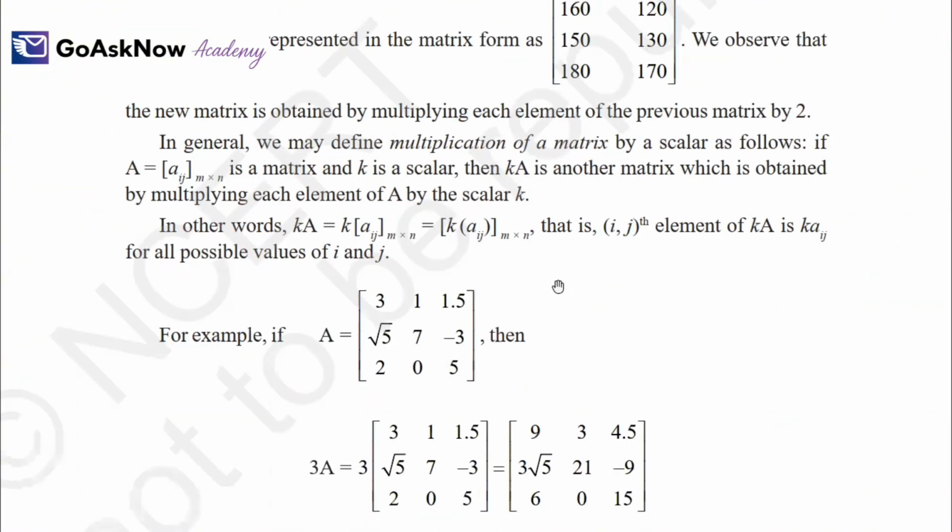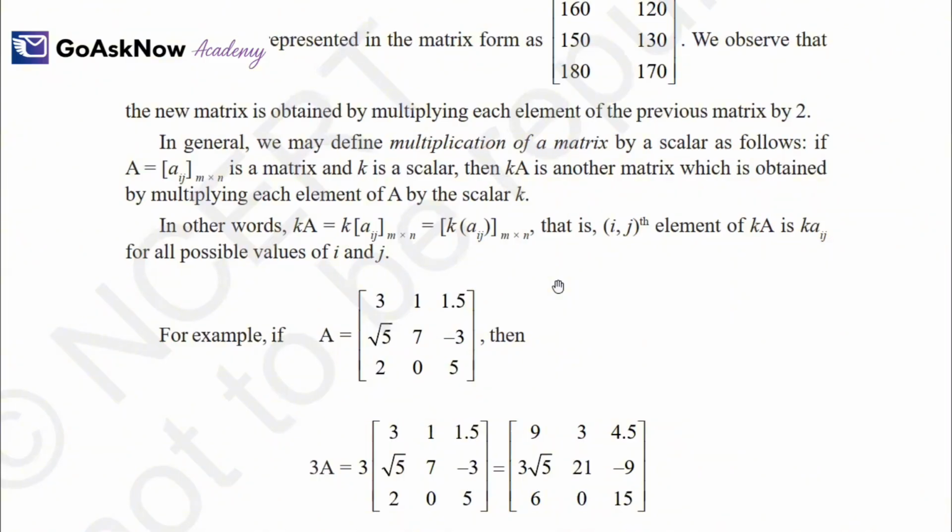In other words, KA is equal to [Kaij] m cross n, that is, the ijth element of KA is Kaij. This is also obvious: if you multiply K to each element, then the element will become Kaij in general form for all possible values of i and j.